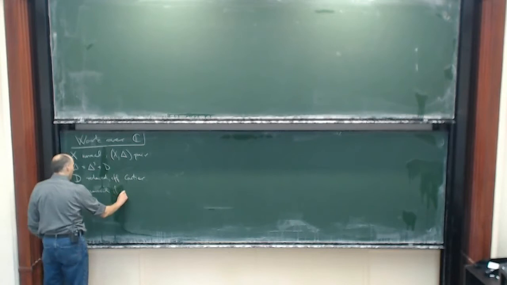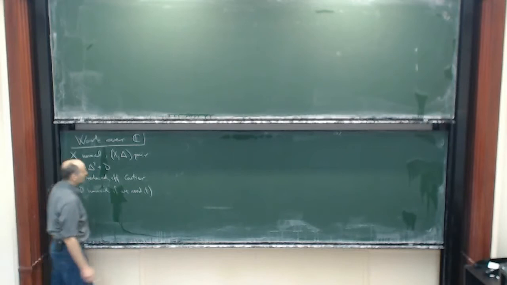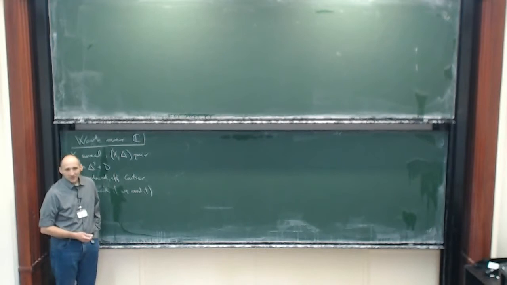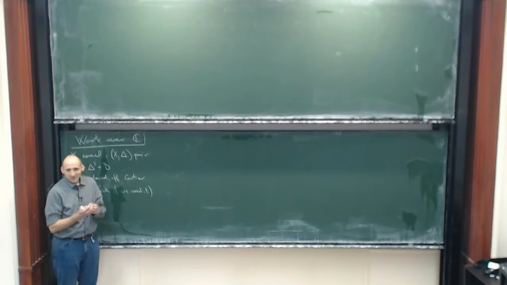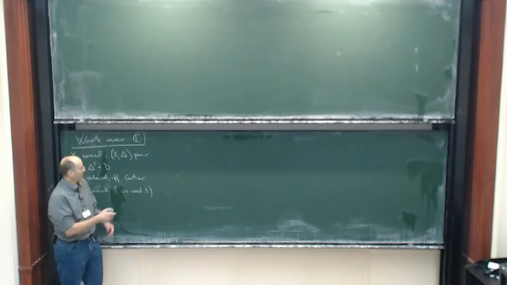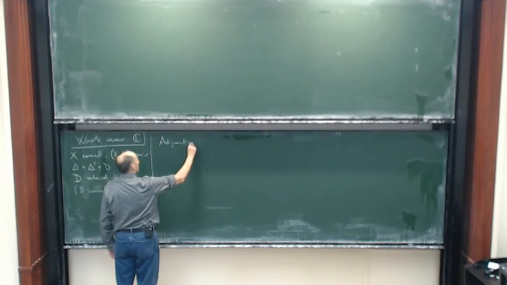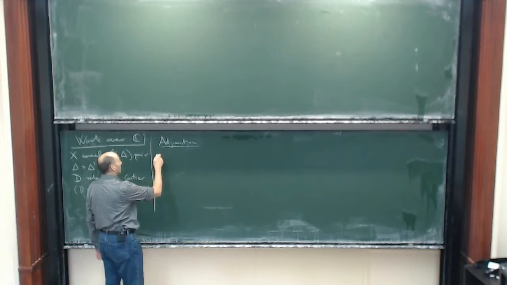Okay, and so when I was a graduate student and I heard the term inversion of adjunction, I thought that was kind of a funny thing. How can you invert an adjunction when adjunction is an equation? How can you invert an equation? So let's talk about that a little bit. So adjunction is, well, for this D, so D is a Cartier divisor.